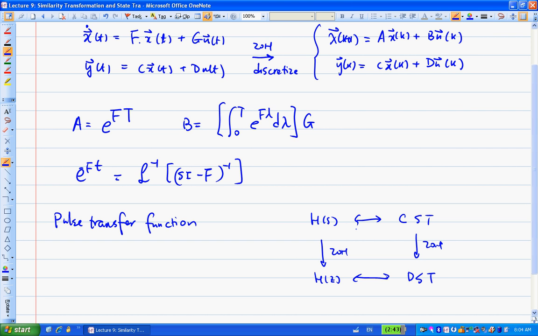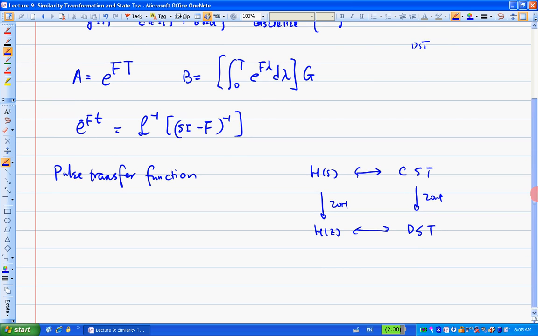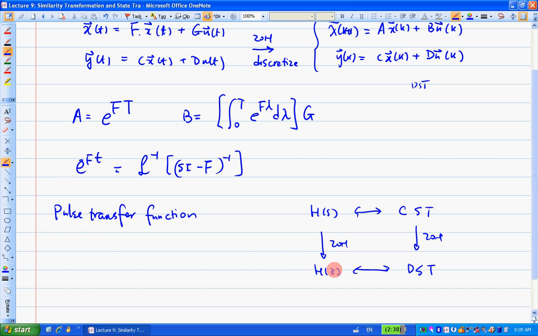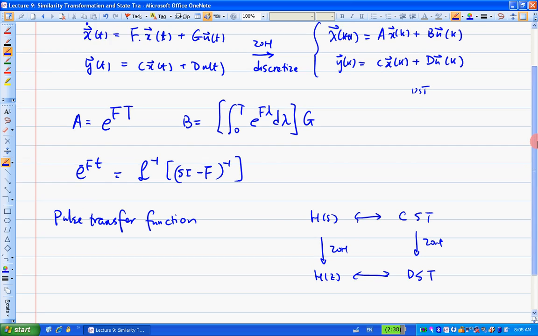So now the question is, I have the discrete state space model here, and what will be the pulse transfer function? Of course you can argue, if you want a pulse transfer function, I can always try to derive it from the original H of s. Yes, of course. But let's look at going from here to here. So this is your discrete state space model.